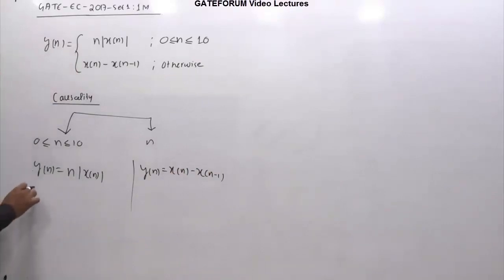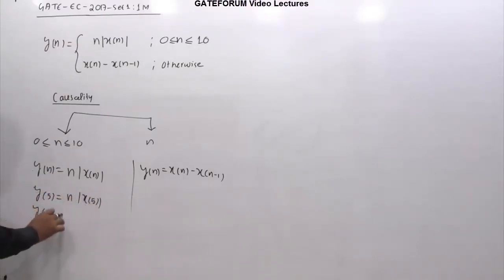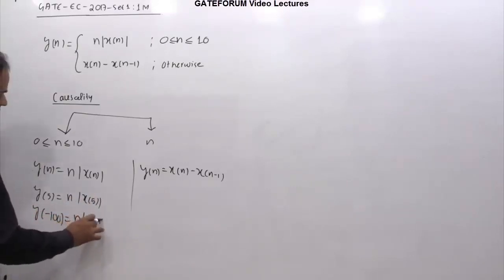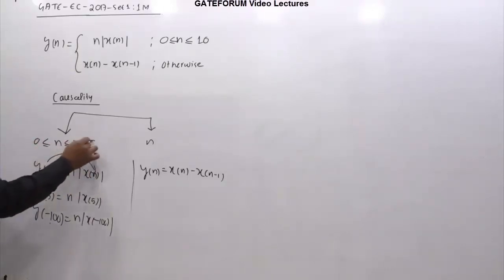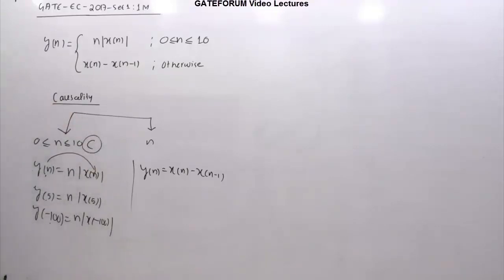If I ask you what is y of 5, then this is n into mod of x of 5. If I ask you what is y of minus 100, then this is n into mod of x of minus 100. So the output at any value of n depends on the input at that same value of n. If you need y at 5, you need x at 5. If you need it at minus 100, you need x at minus 100. So the present output is depending on the present input. That is a perfect case of causality. So in this range of n, the system is causal.